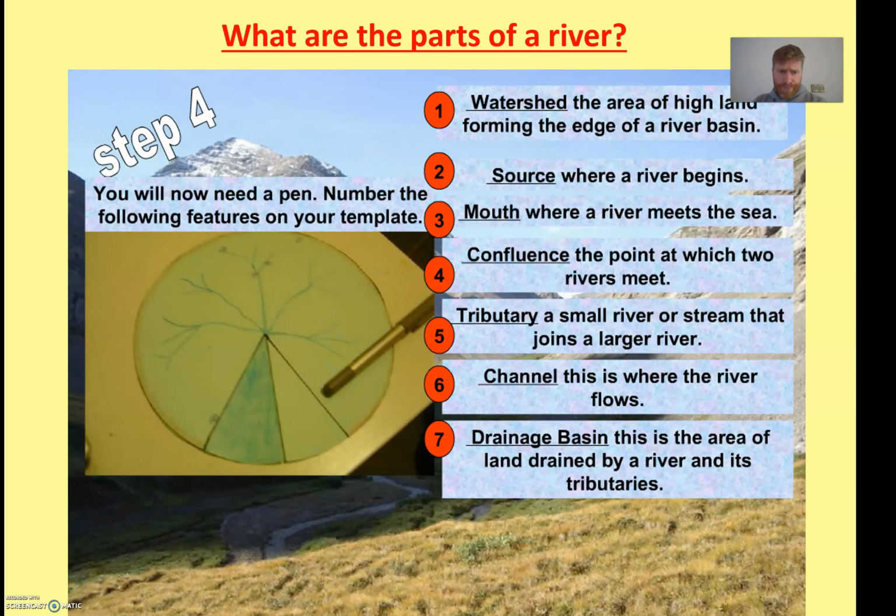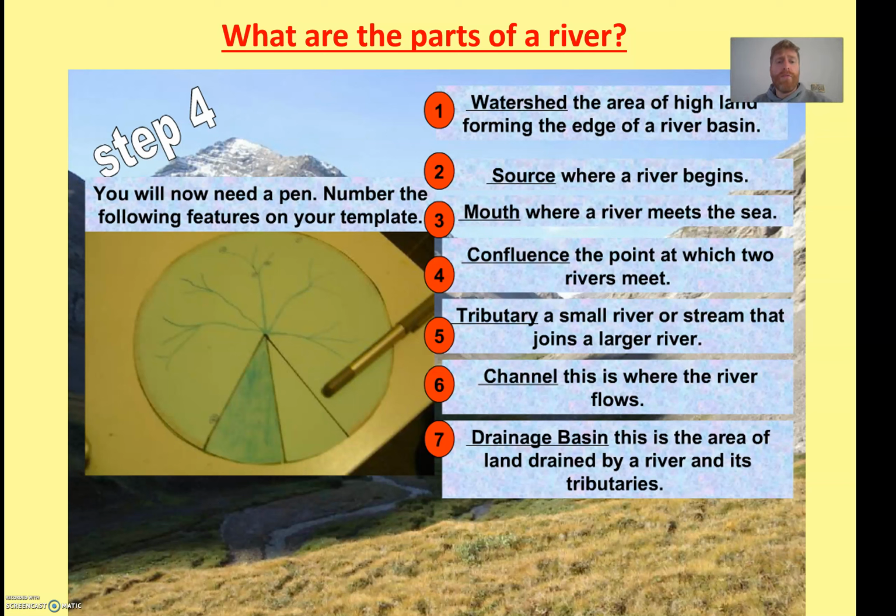Step four, you're now going to add on these numbers, and this is something you can do. So again, if you're not making this, you could draw this in your book or on a piece of paper, and you can actually still label these sections. So the watershed. Watershed goes on this brown line. The watershed is the area of land that forms the edge of a drainage basin. It's like the boundary line of the drainage basin. Any bit of water that falls outside of that boundary line is going to flow into the next drainage basin.